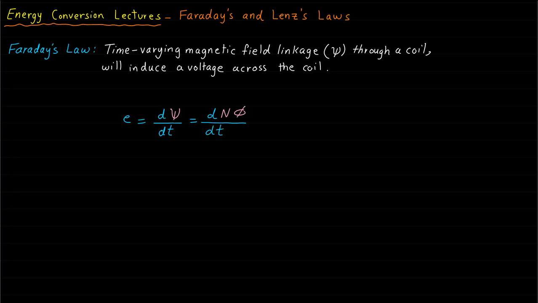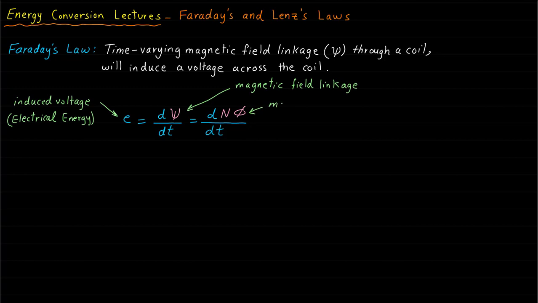As you can see, this relationship, or Faraday's law, represents the interaction between the electrical energy, represented by the induced voltage e, and the magnetic field energy, represented by magnetic field linkage psi, or the magnetic field lines phi.